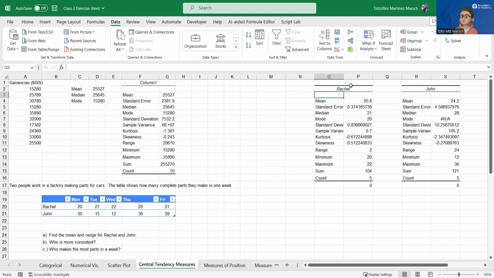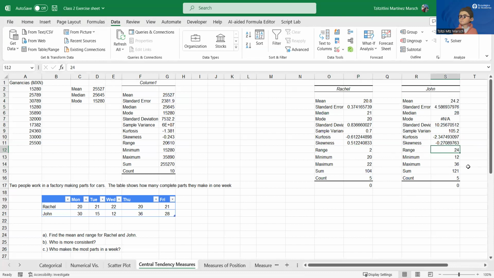Okay, so on average, John is actually making more parts. Why? Because he has this 30, he has these 36. Okay, the range. So the range goes only two. There's only a difference between Monday, Tuesday, Wednesday, Thursday, and Friday of two numbers, +2, -2. I mean, she is very, very consistent in her work.